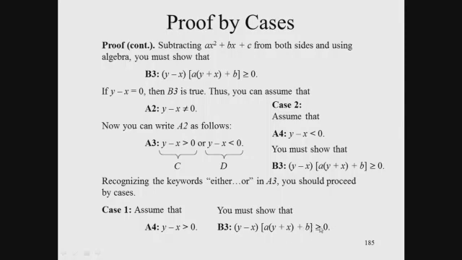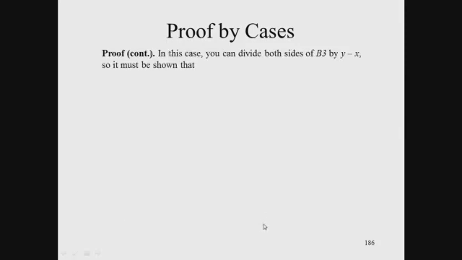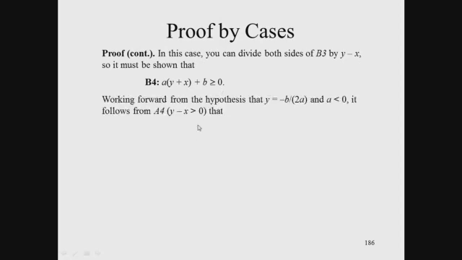So let's work backward and say to show that B3 is true, let's just cancel the y minus x. So we have to show that a times y plus x plus b is non-negative. Okay, so here's some more algebra. We're going to work forward from the hypothesis that y is equal to minus b over 2a, and a is less than 0. Both of these are given in the hypothesis. And we're again going to use A4, which says that y minus x is positive. So in particular, if you replace y here with minus b over 2a, then you can say from A4 that minus b over 2a minus x is positive.